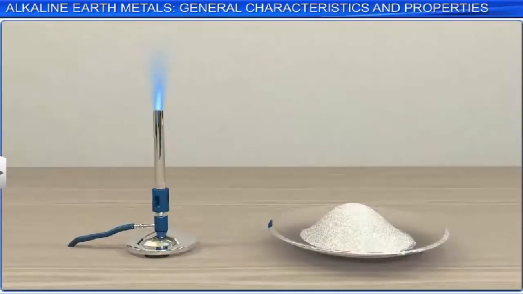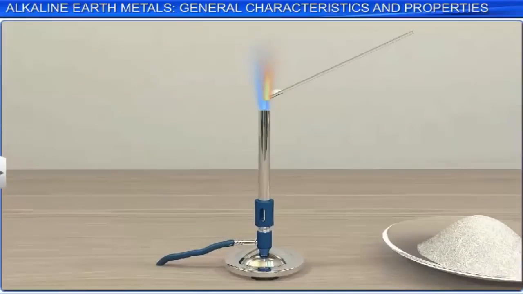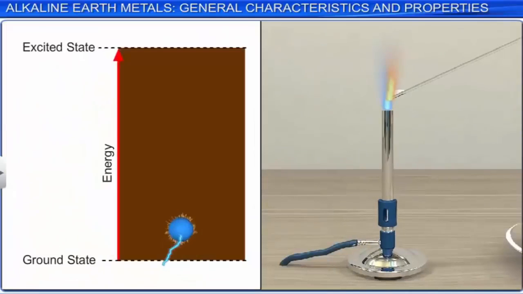This is done by holding a sample of a metal salt in the flame and observing the change in the color. The heat of the flame excites the electrons to a higher energy level, and then the electrons emit light as they return to the ground state.